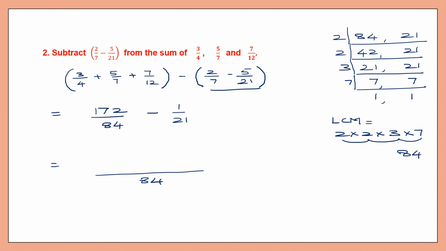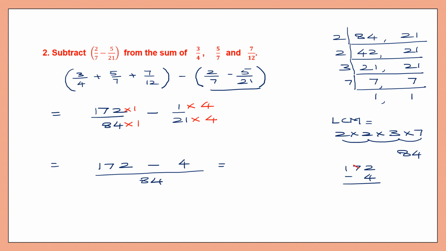So here we have the denominator as 84 for the first fraction. So 84 into 1, therefore 172 also will be multiplied by 1. 172 minus, the next denominator is 21. 21 into 4 is 84. So multiply 1 also by 4. 1 fours are 4. So now we have to do 172 minus 4. Let's do that. 172 minus 4.